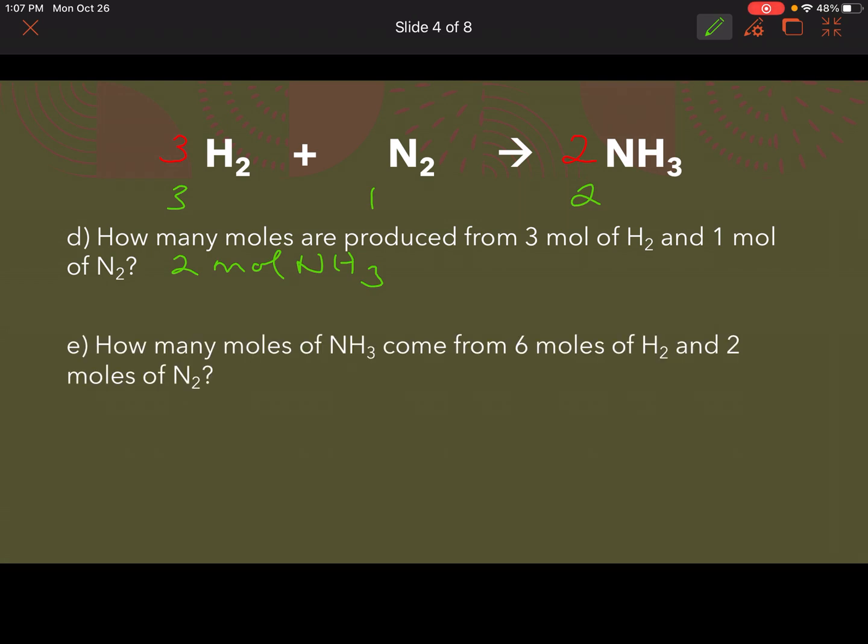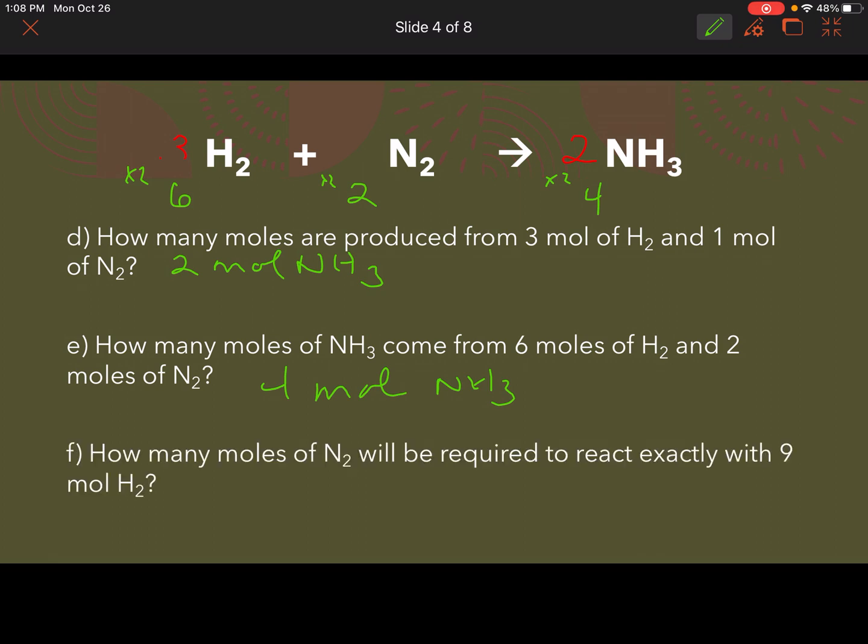Now let's make it a little more difficult. How many moles of NH3 come from 6 moles of H2 and 2 moles of N2? Hopefully you'll realize the 3 for the H2, I had to multiply by 2 to get to 6, and multiply the 1 by 2 to get to 2, so the 2 by 2 has to be 4. So 4 moles of NH3 will be produced from 6 moles of H2 and 2 moles of N2.